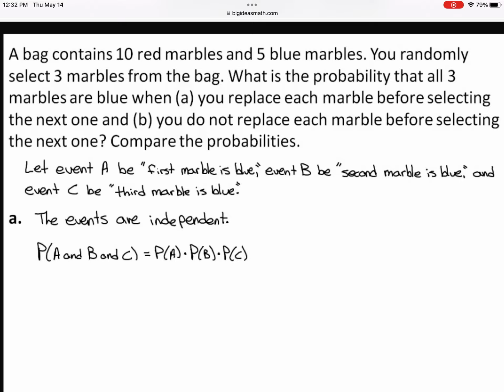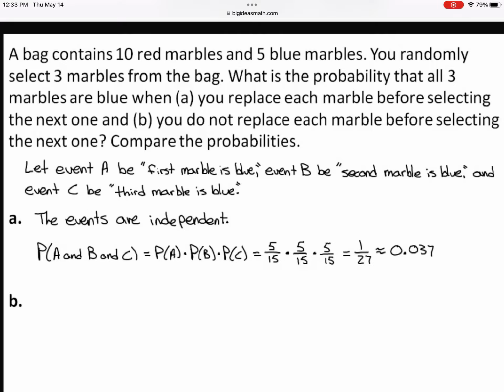the probability of C. Because 5 of the 15 marbles are blue, the probability of each event equals 5/15. So the probability of A and B and C equals 5/15 times 5/15 times 5/15, which equals 1/27, or approximately 0.037.